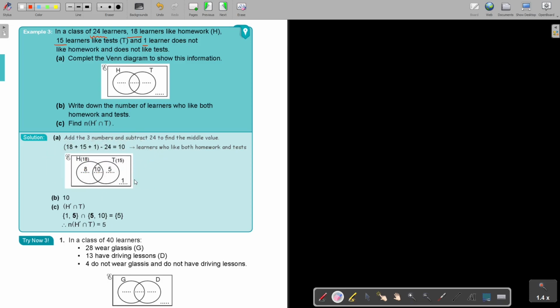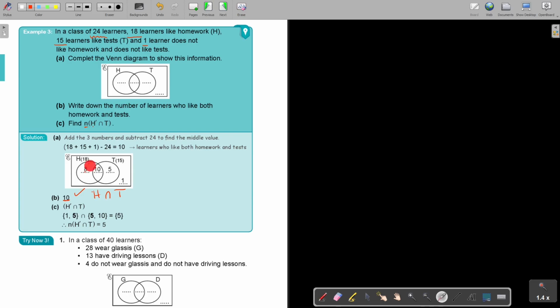Examples differ a little bit, but I put in a few and we can go through each and every one. So question number B. Write down the number of learners who like both homework and tests. So this is that middle part that they were asking you. It's almost like they were asking you H intersection with T. That's what they were asking, but they just looked for the 10. Now remember n is the amount. So if you start there, H complement.